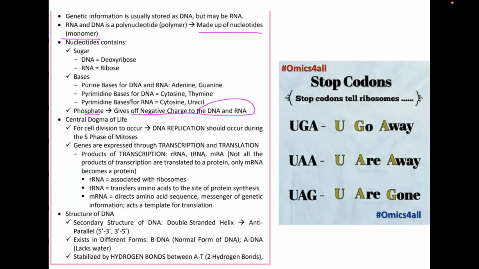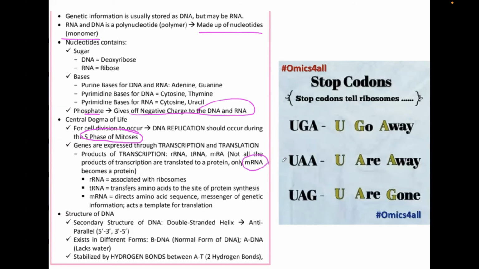And then the central dogma of life. Where does DNA replication start in the cell cycle? It is in the S-phase. Okay, please remember S-phase. The genes are expressed through transcription and translation. The products of transcription are your rRNA, tRNA, and mRNA. Not all the products of transcription are translated to a protein. Only mRNA becomes protein. Remember, only mRNA becomes protein.